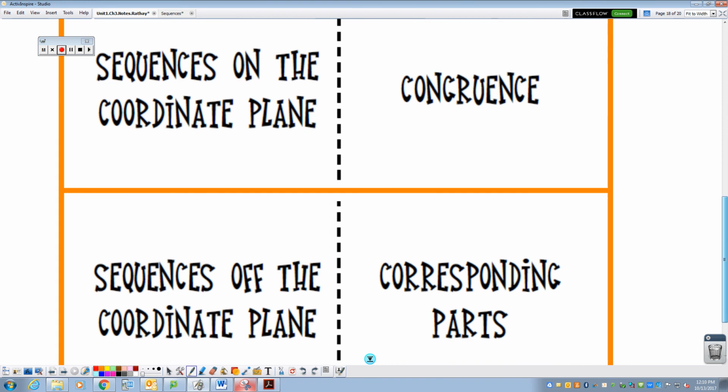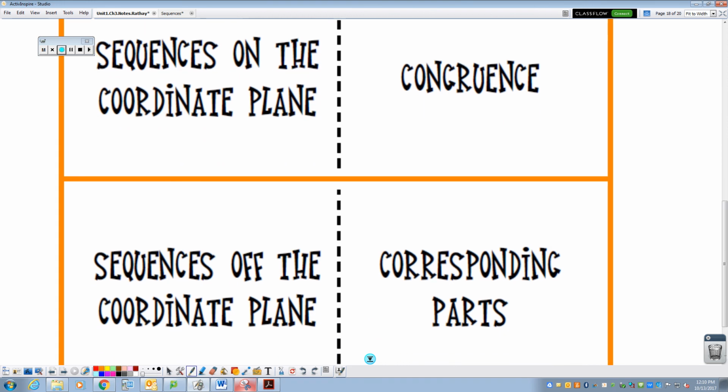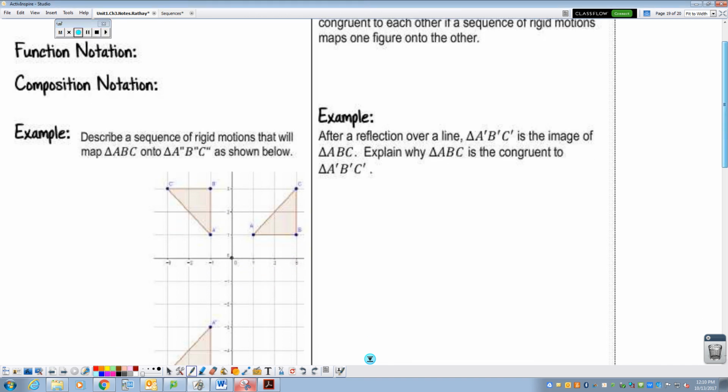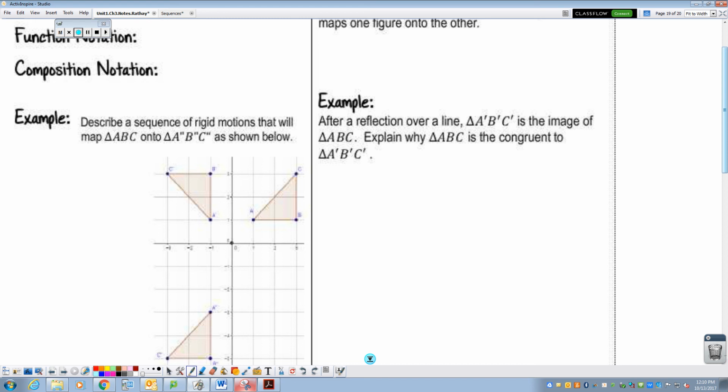Now we're going to hop into the foldable, and we're going to do a little bit of this foldable, but not all. So inside the foldable, the very first example is we have a sequence of rigid motions. And the sequence means that we have done more than one thing to the pre-image to get to that image. And so in this case, we have 3 triangles. And one thing I like to do to make sure that I'm going in the right order is I label them triangle 1, triangle 2, and triangle 3, so I can easily see which one was my first triangle, which was the second, and which was the third.